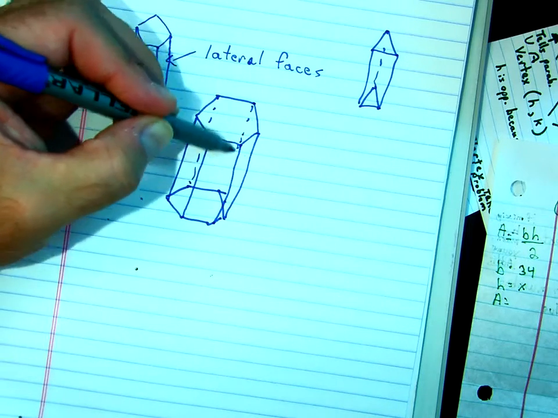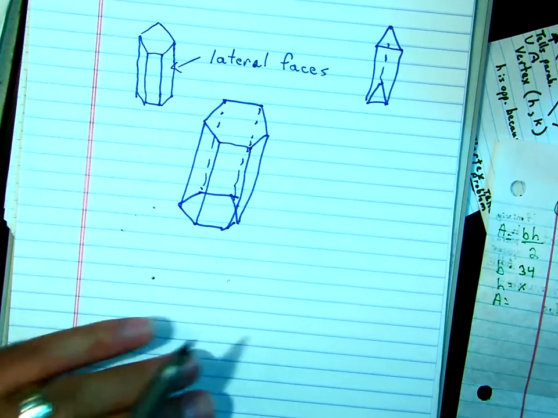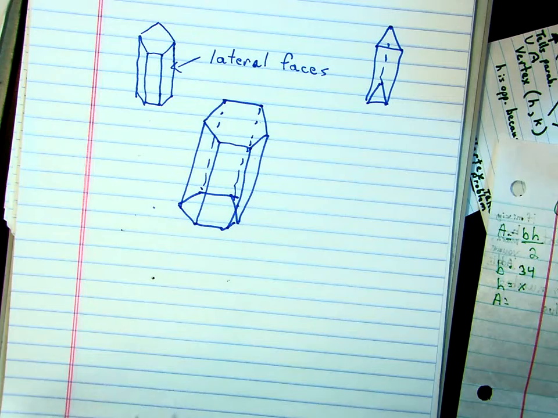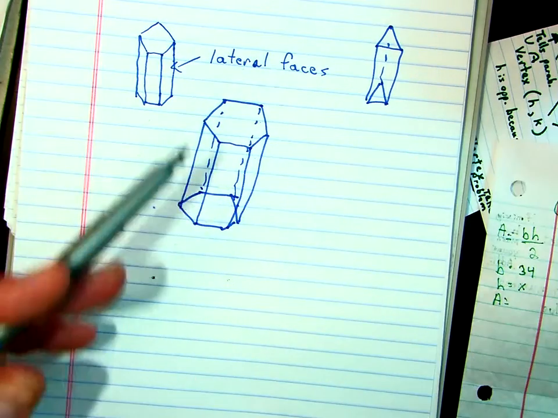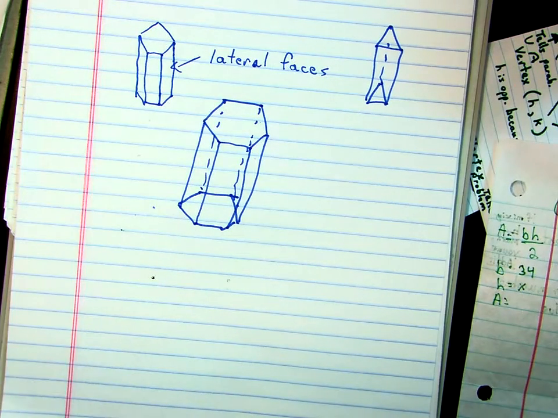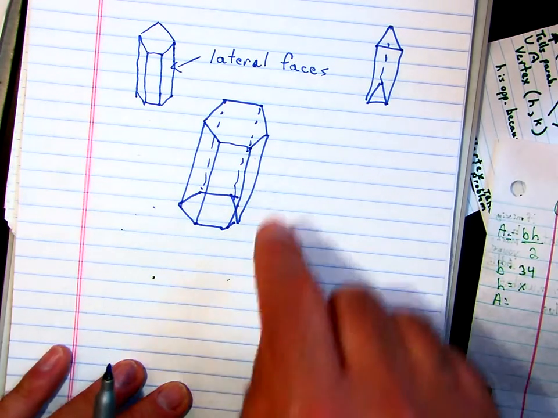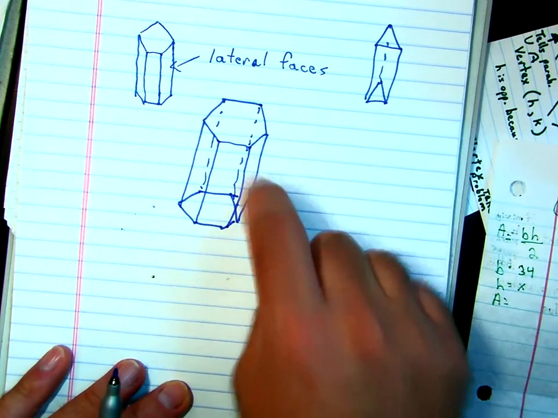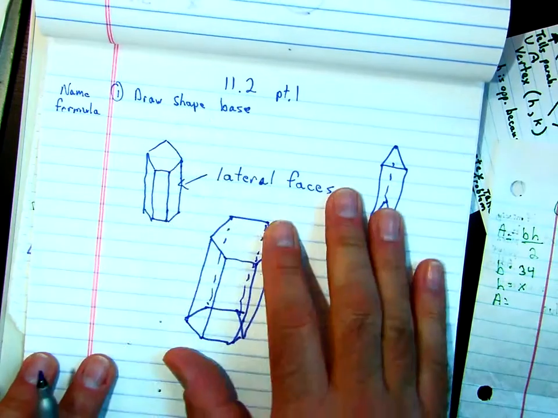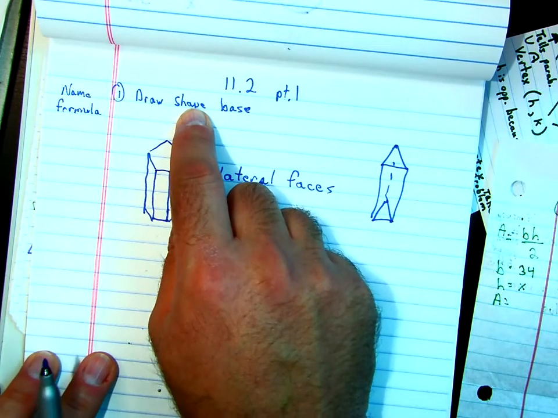And what do the dotted lines mean? Hopefully you know they mean you cannot see them, meaning they're in the back of the shape. So these are all three-dimensional shapes. Now, one of the things I will tell you not to do is never draw the three-dimensional shape. You're wasting your time. There's not a point to it. You want to draw the shape of its base.